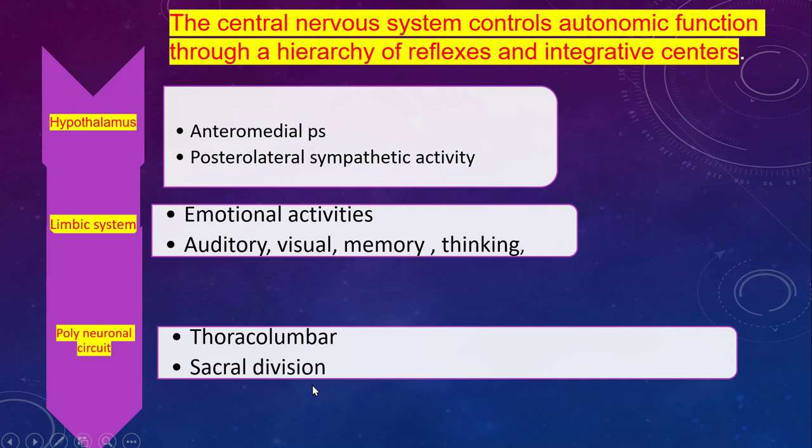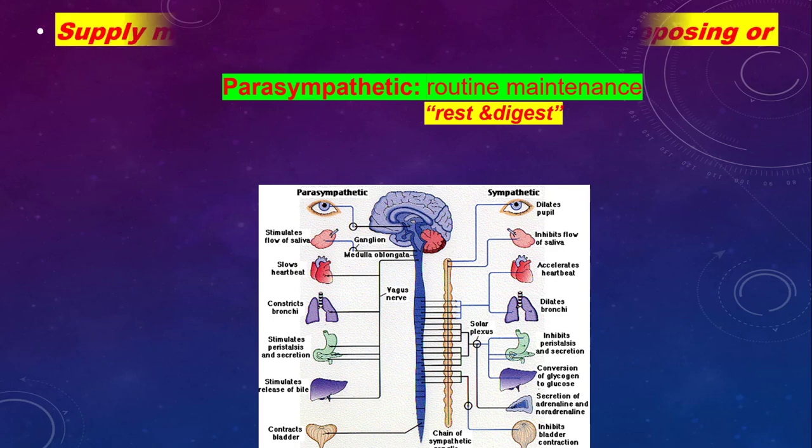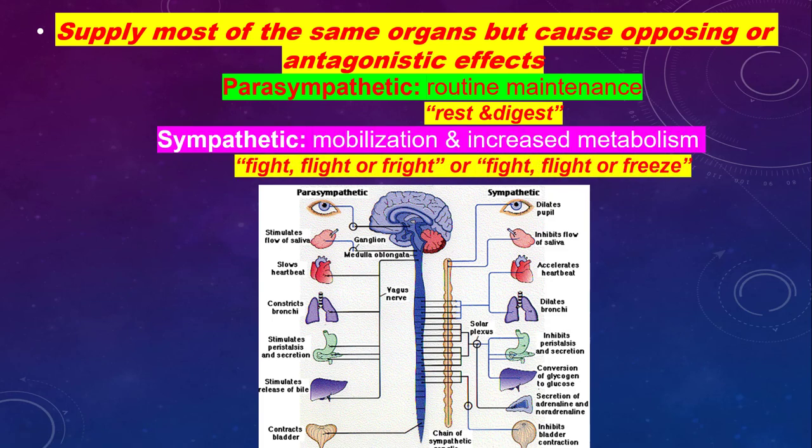The parasympathetic nervous system, its main function is maintenance, rest, and digestion. It supplies most of the same organs but causes opposite or antagonistic effects to the sympathetic nervous system. The sympathetic nervous system is used for mobilization and increased metabolism. It takes part in fight, flight, or fright, or fight, flight, or freeze. In these situations, the sympathetic nervous system is active.